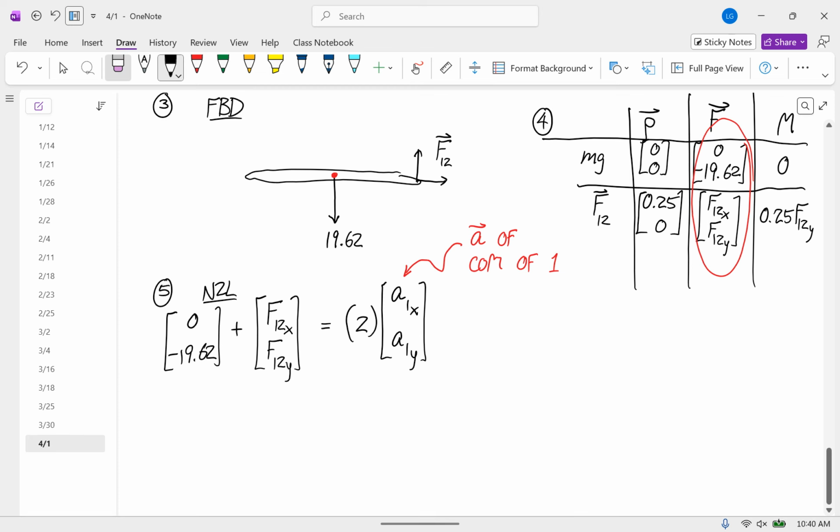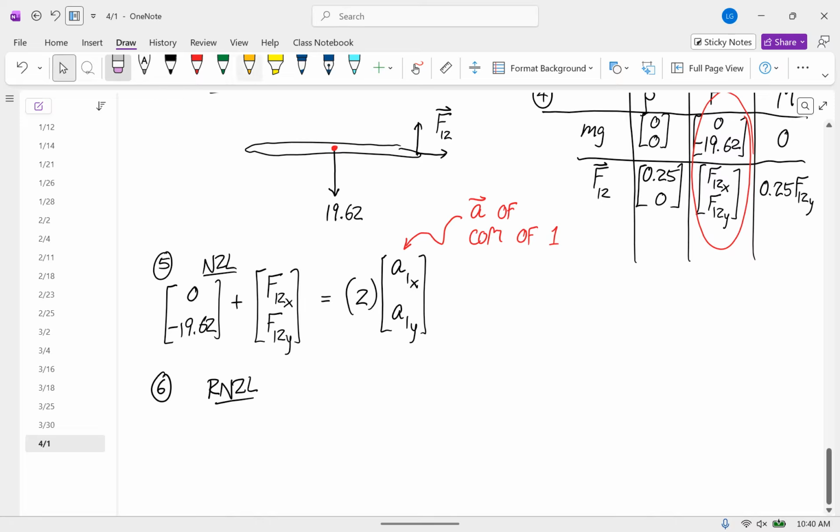And then we have rotational Newton's second law. And so we're going to add these up and set it equal to I alpha. So 0.25 F12y is equal to 0.0416 repeating times alpha of 1.